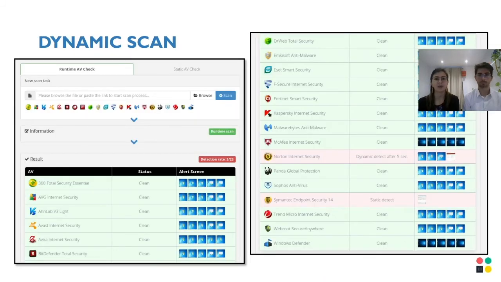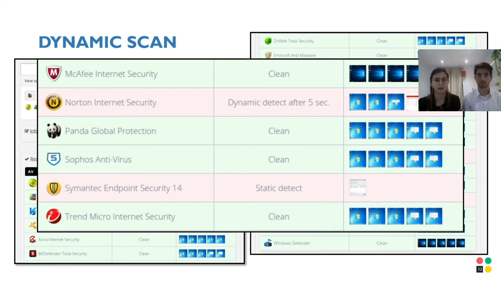And here's the dynamic scan result for the same sample. Boar is detected by 3 out of 23 different products. The report that we're showing here is truncated, so we could fit as much as possible. And here's a close-up of what that detection looked like.